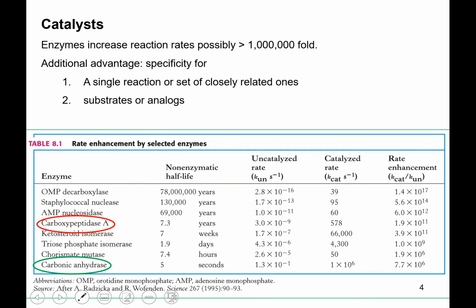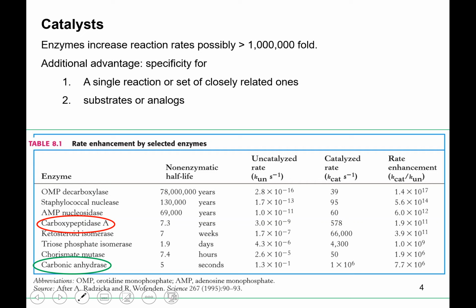This is a figure I did show last time, right? These aren't very important to memorize, but it shows you some of the very big enhancements you can get with enzymes. Carboxypeptidase A, the normal half-life would take 7 years. The uncatalyzed rate is shown here. The catalyzed rate is much faster, right? 1.9 times 10 to the 11th.